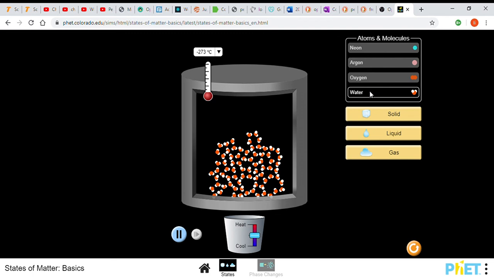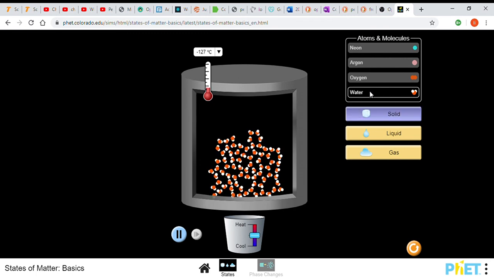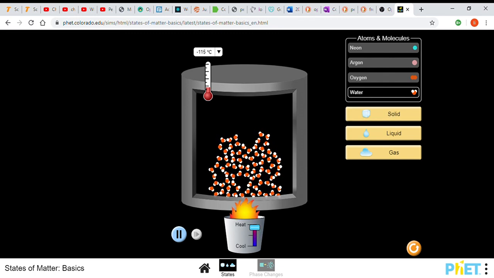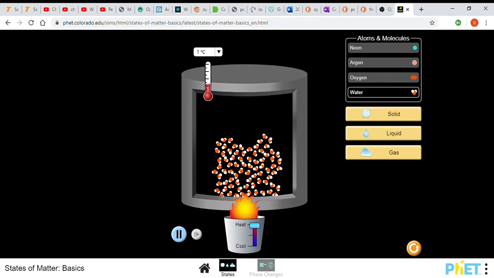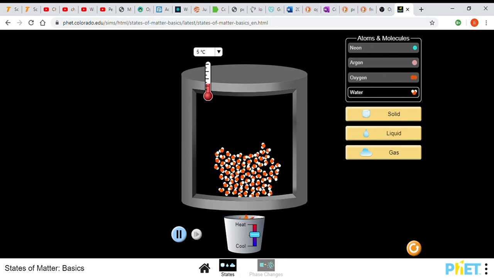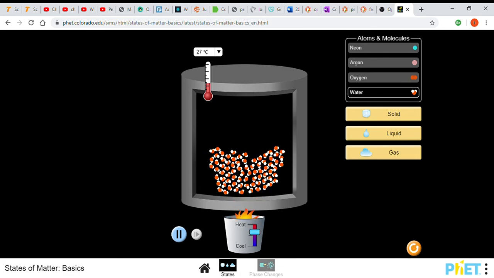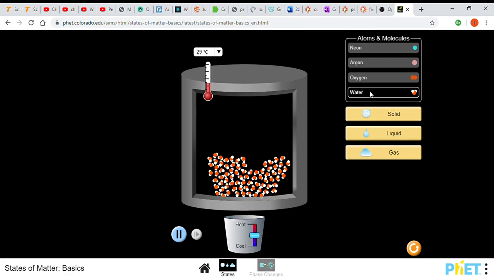All right, so let's go to water, and here we are, minus 127 degrees. And it says, question number 5, if you start with solid water and add heat at the bottom, what happens to the state of water as you add heat? So here, down here, we can add some flame, and we can see the temperature going up. And so now we've got to 5 degrees Celsius. Okay, we're at 29 degrees Celsius.